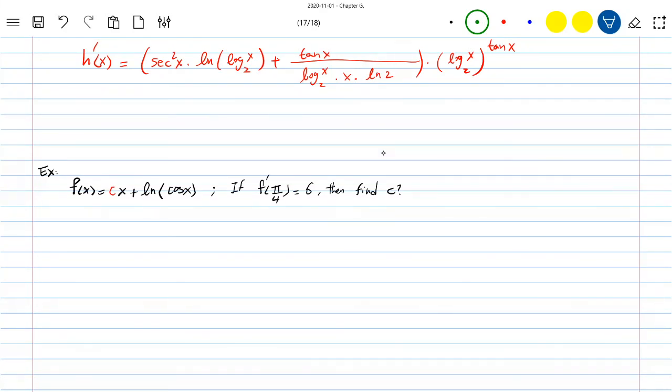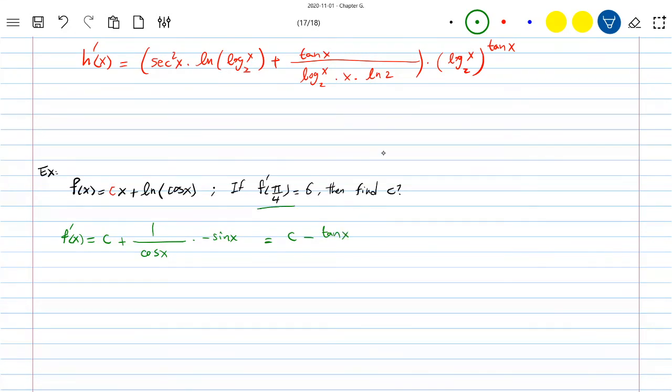You'll figure out what that variable is. So first, find the derivative. What is f prime of x? C is a constant, so the derivative of cx is simply c times 1, which is c, plus the derivative of ln cosine x, which is 1 over cosine x, multiplied by the derivative of the inside, the derivative of cosine, negative sine x. Chain rule. And so we can write this as c minus sine divided by cosine, which is tangent x.